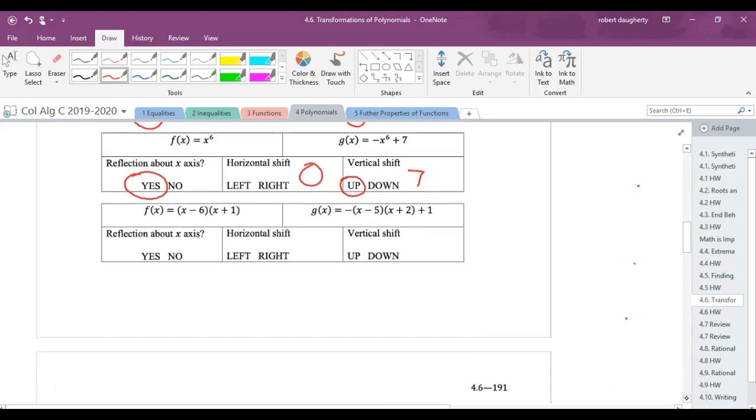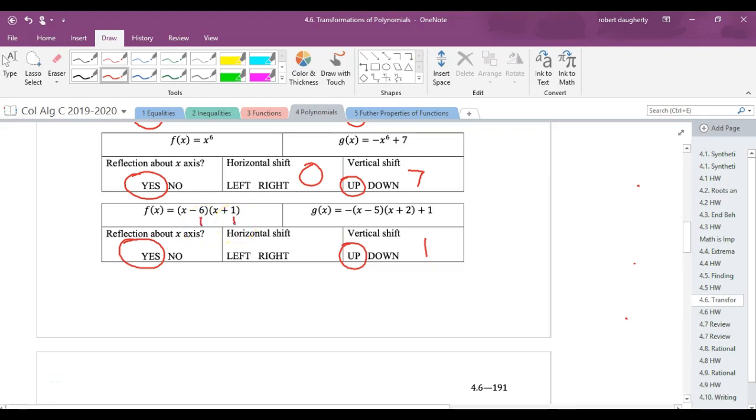Now this is the one that conceptually people have a little bit of challenge with, but we just have to sort of decode it. Did it reflect about the x-axis? Yes, because I see the negative sign. Let's go to the vertical shift. Did it shift vertically? It went up 1. Now here's where I have to do some thinking. It has moved left or right. What is my clue that it has moved left or right? Yeah, the numbers have changed. So how do you get from a negative 6 to a negative 5? What do you have to do? You have to add 1.